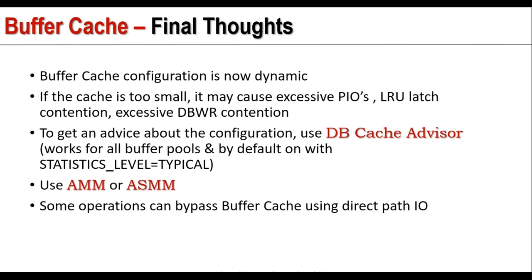But in case you want to check whether you should increase the buffer cache or not, you can use the DB cache advice, which is enabled for you by default if you are using the parameter STATISTICS_LEVEL set to TYPICAL, which is the default value. So by default, the advisory is available to you. And that advisory tells you, from the current size to 10% of it, and then to 200% of it, whether you actually get any benefit by increasing the buffer cache. So do check this out before trying to increase the buffer cache size.